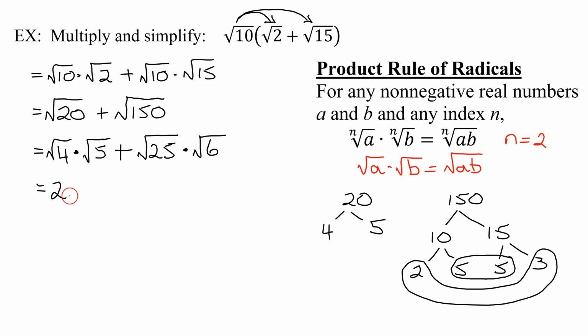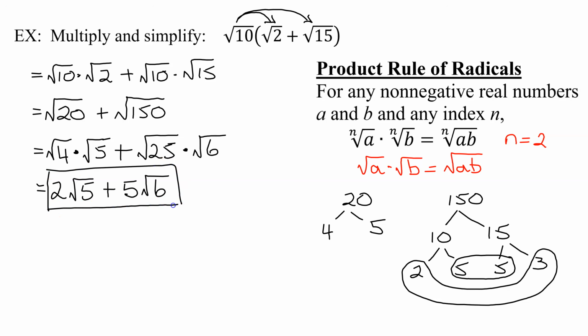Okay, so now what's the square root of 4? 2, times the square root of 5, which cannot be simplified. So my first term is 2 times the square root of 5, plus the square root of 25 is 5, times the square root of 6. These are unlike terms. I can't combine them, so that is my answer.